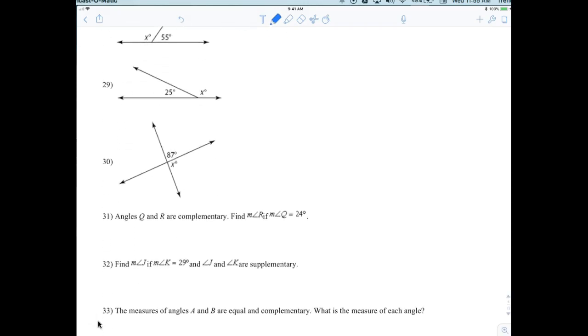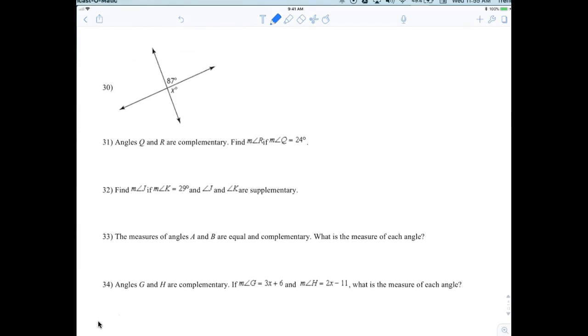And then what about 29 again? Supplementary again. So everybody agree with that? So in that case, X would have to be, very good, 155. Any questions with that? Remember, supplementary means they add up to 180. Complementary means that they add up to what? 90. And I always try to tell kids you can remember that by alphabetical order and numerical order. 90 comes before 180, C comes before S. Complementary is 90, supplementary is 180.